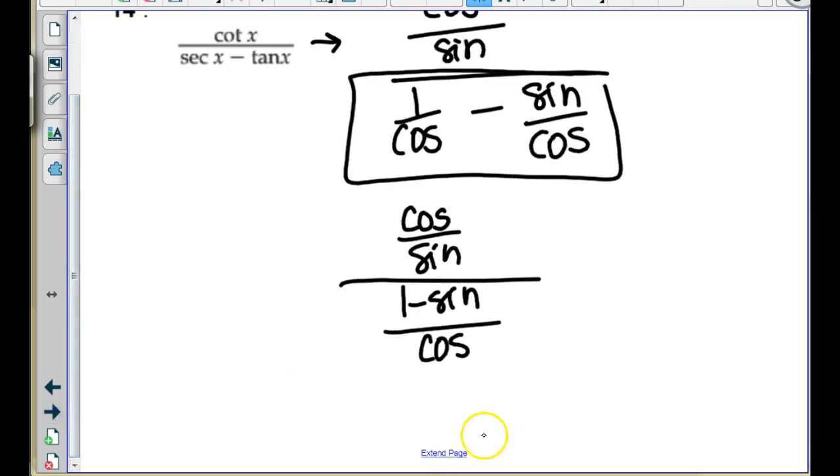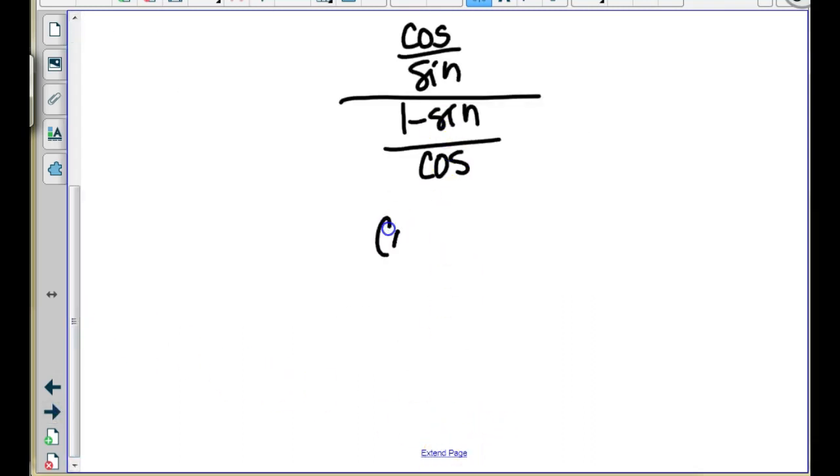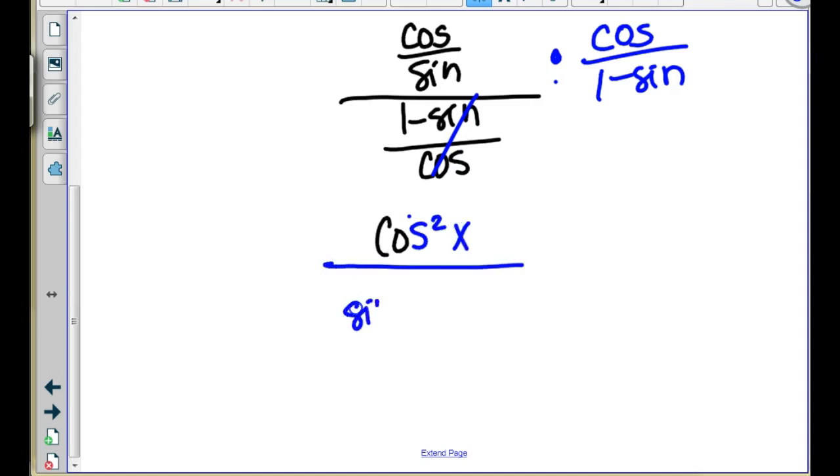Now what happens when you divide fractions? You take and multiply by the reciprocal, right? If I flip that one over, it becomes cosine over 1 minus sine. Now what do I have? Sine times 1 minus sine. This isn't going anywhere fun fast, is it?